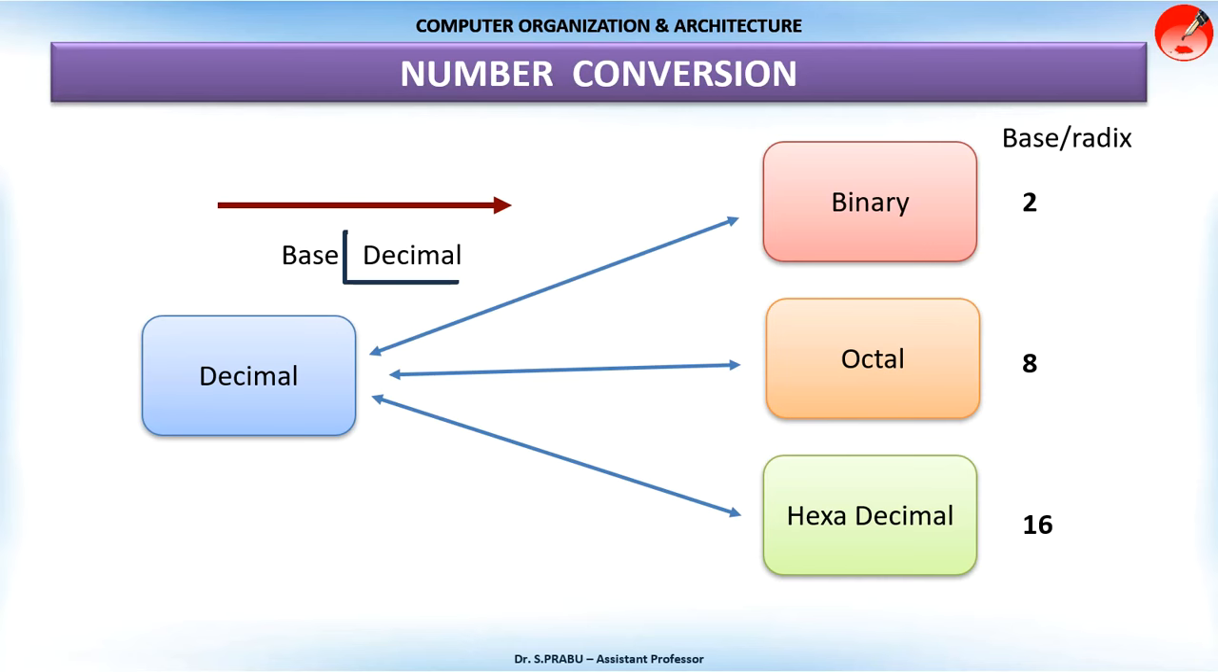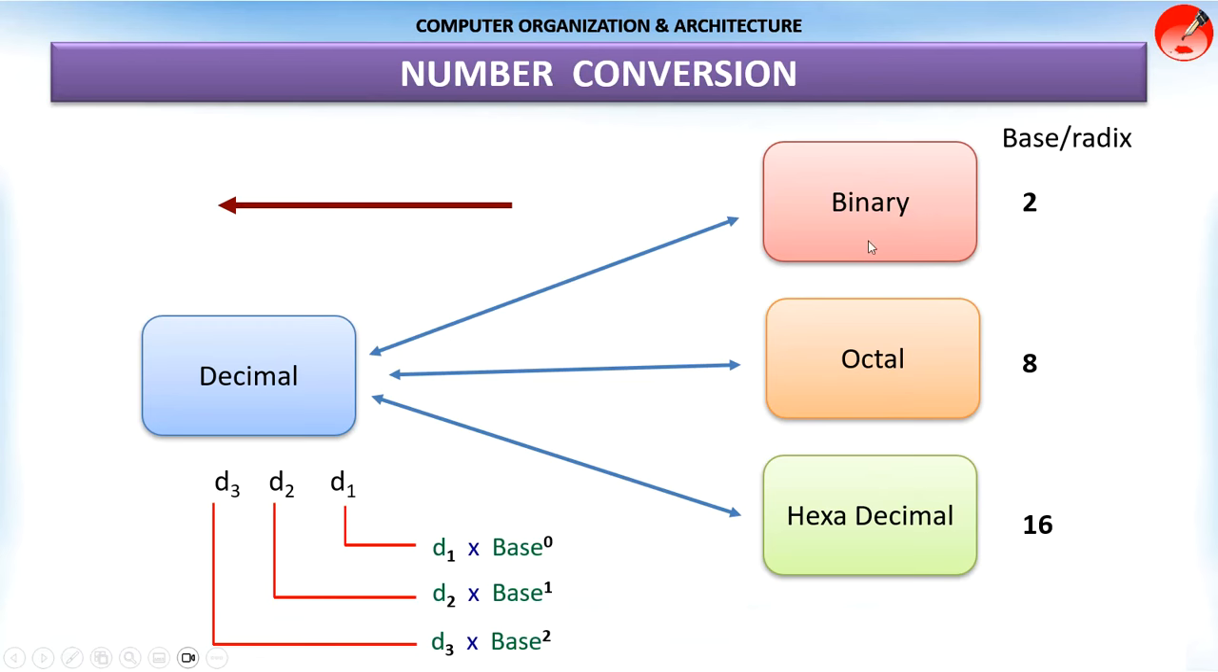Now let's talk about how to convert the decimal number system into other number systems. And this is the formula. Every number system has a base number. For decimal, 10 is the base. For binary, 2 is the base, and for octal and hexadecimal, 8 and 16 are the bases. Base is otherwise called radix. If you are converting a given decimal number to any one of these number systems, you should use this formula. If you want to convert these number systems into decimal, you can use this formula.